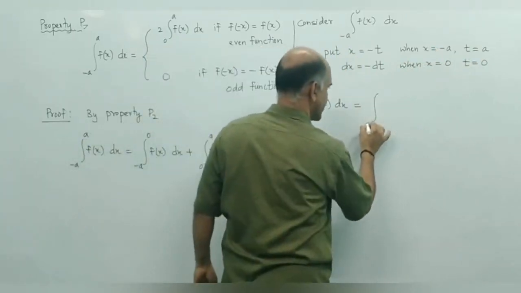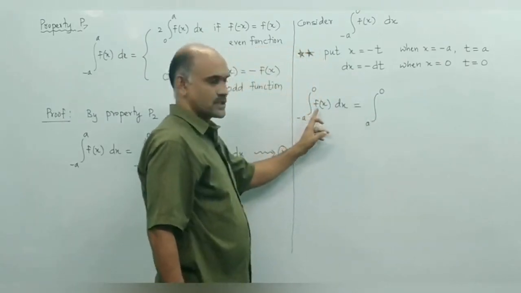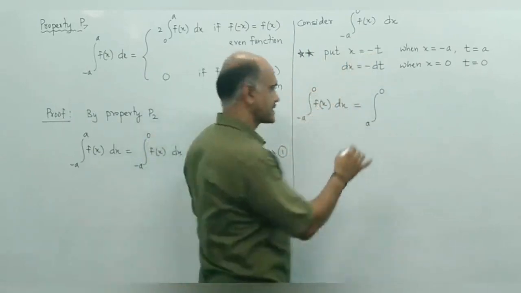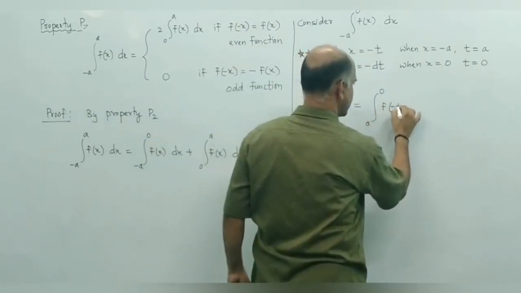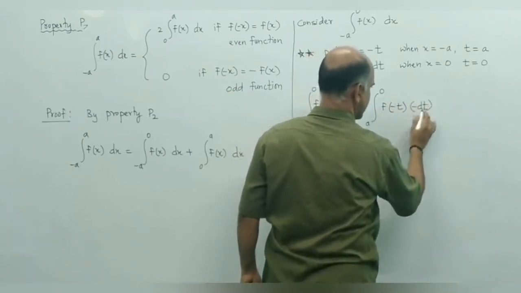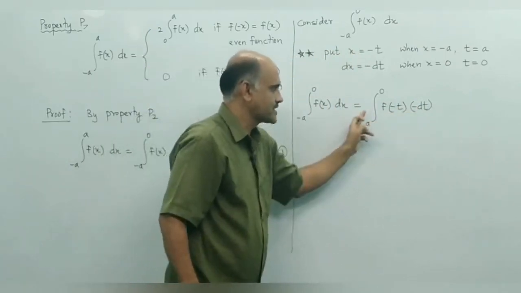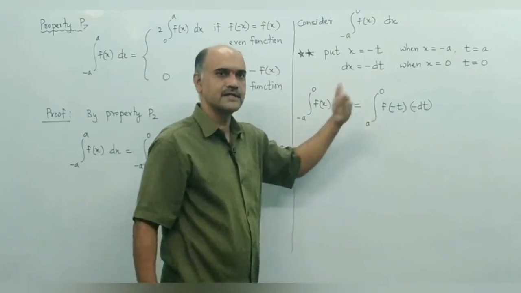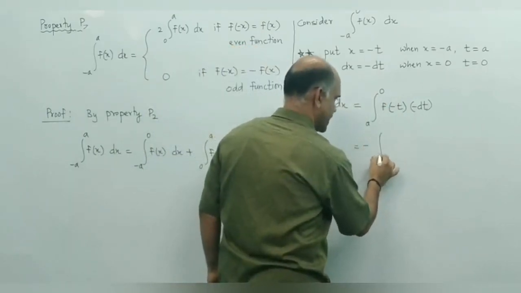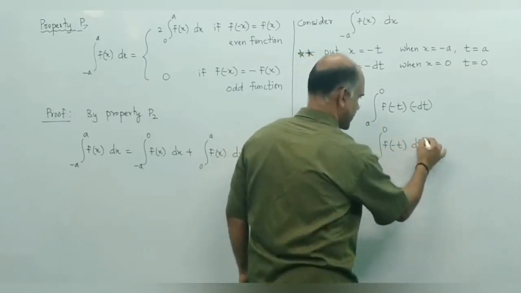So it is integration a to 0. Now in place of x you will have minus t, so dx will be minus dt. So f of minus t into minus dt. Again the same steps: you take minus outside, then interchange the limits. In place of t you take x. So minus outside, integral a to 0 of f of minus t dt.